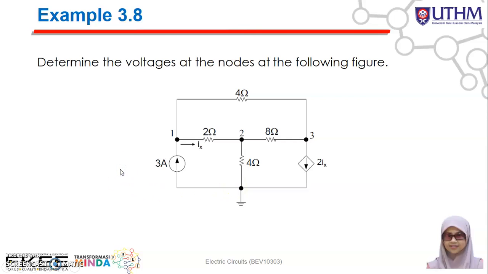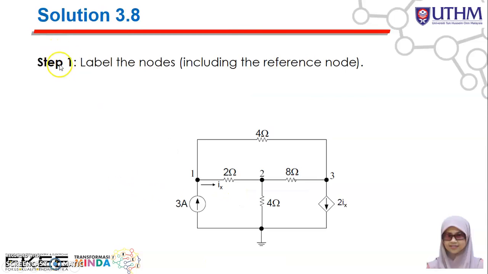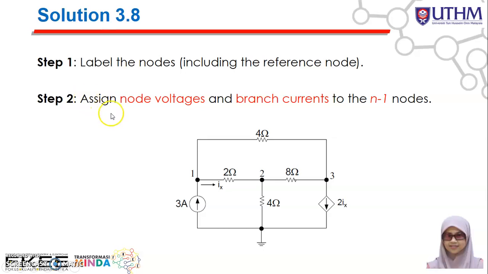Okay, so let's have a look at the following steps on how to solve that. First, you need to label the nodes, including the reference node. So this step can be skipped because the question already gives you nodes 1, 2, and 3. And then you go to the next step. You need to assign the node voltage and then the branch current.